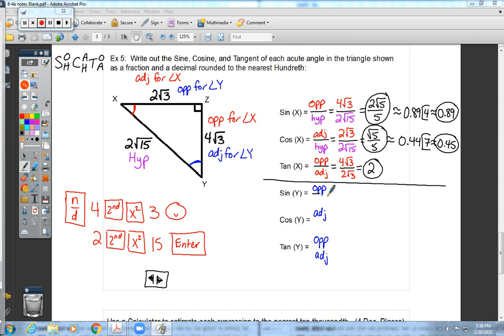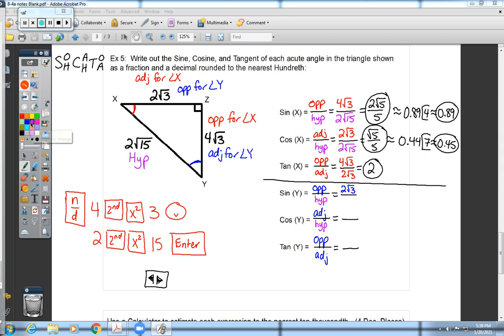Okay, again, SOHCAHTOA states sine is opposite over hypotenuse, cosine is adjacent over hypotenuse, and tangent is opposite over adjacent. Again, we're using the blue labels instead of the red labels now. So opposite is 2 root 3 over hypotenuse, which is 2 root 15. We've already done that math. There's no reason to need to do it again. We should know that that reduces to root 5 over 5 for our fraction. And we know that the decimal is 0.45.